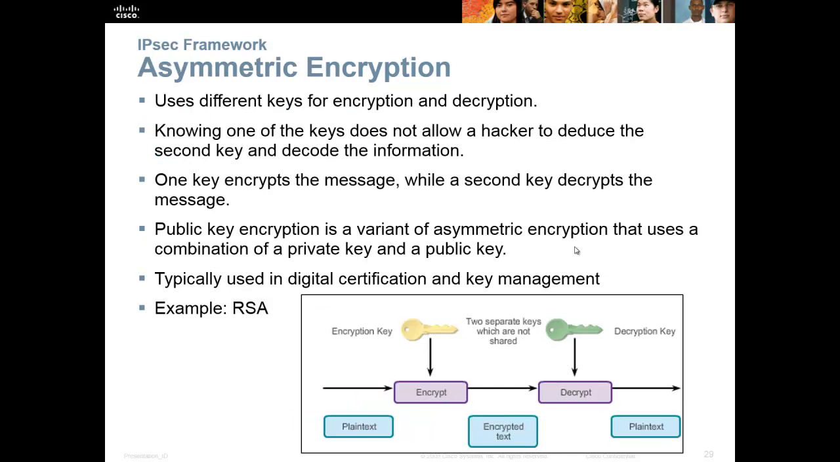Alright, asymmetric key uses two different keys. So knowing one of the keys doesn't allow the hacker to deduce the second key. One key encrypts the message while the second key decrypts the message. And typically here we have public key authentication. Another example is RSA. But let's talk about public key authentication. Let's talk about Diffie-Hellman for a second.